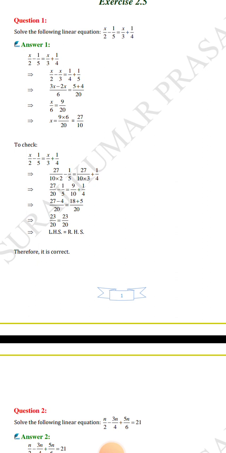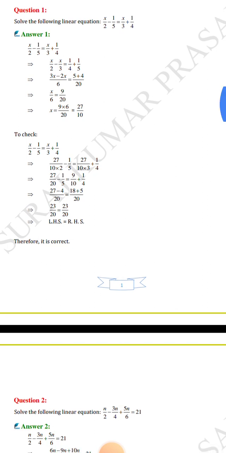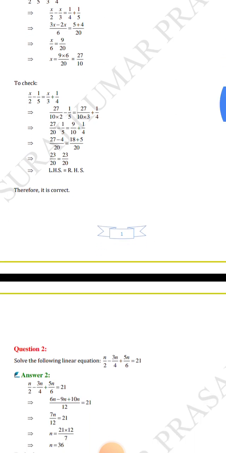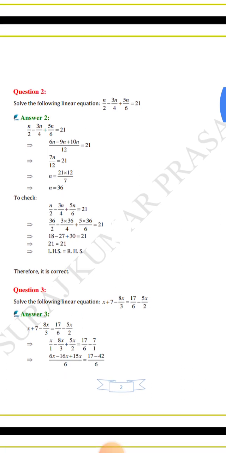Then we get 23 by 20 equals 23 by 20. Then we can conclude that LHS equals RHS. Therefore, it is correct. Let's solve question number 2.